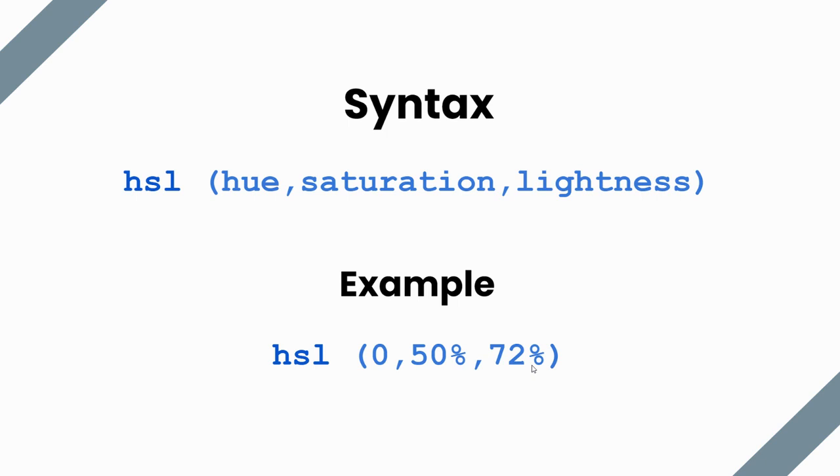As you can see in the example, we have the hue to be 0 with a saturation of 50% and lightness of 72%. So I really don't know what this color yields, but trust me, after the class you would know what this color would yield.